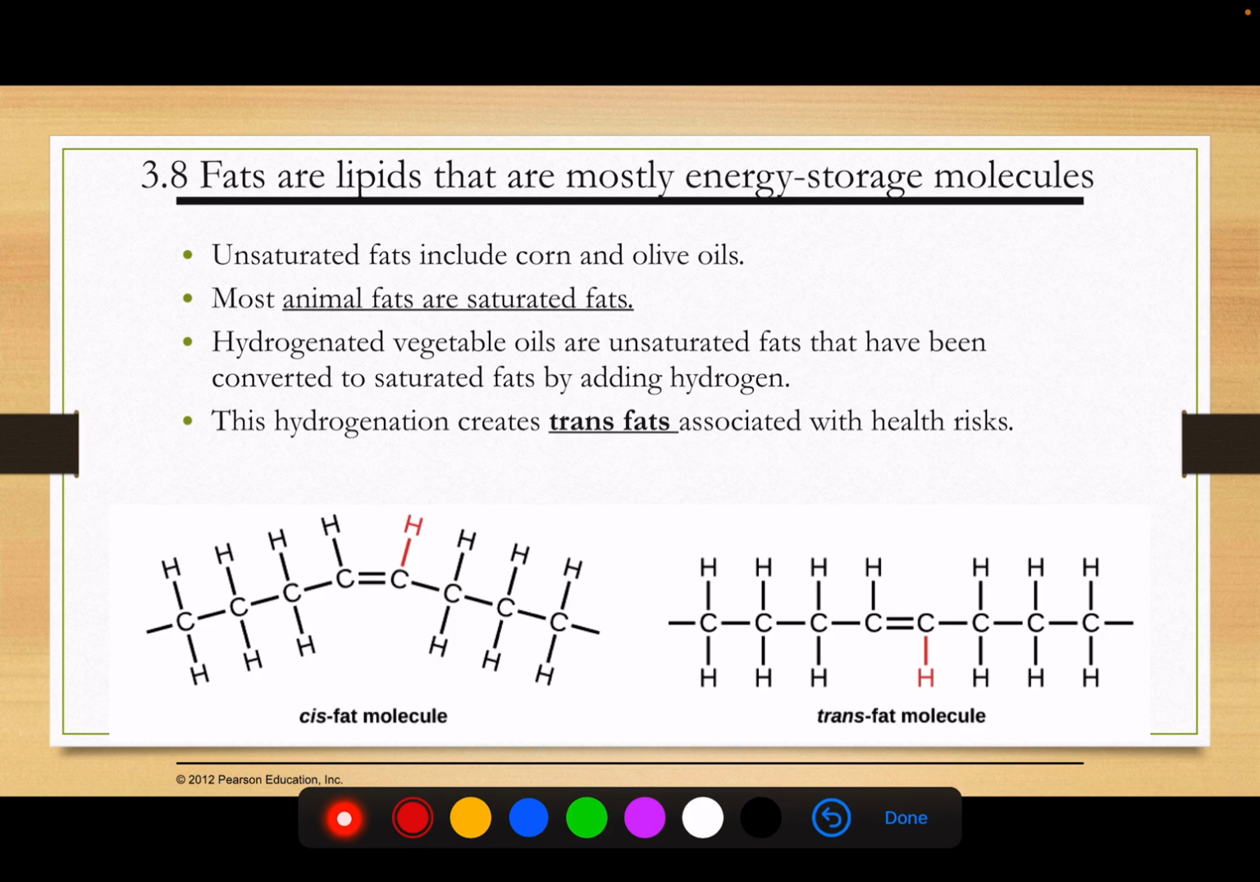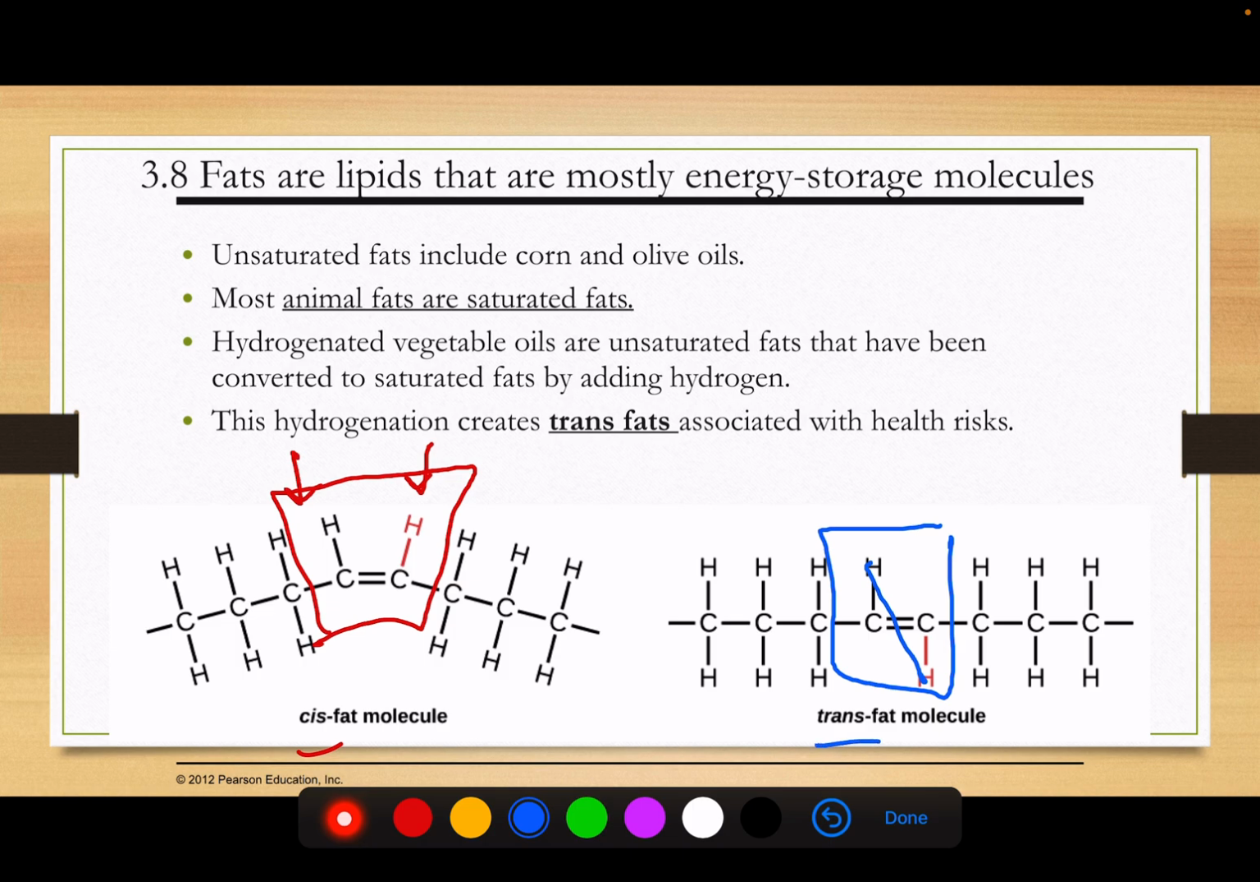So like I said, unsaturated fats are our corn and olive oils. Most animal fats are saturated. We do have this term called hydrogenated vegetable oils, which are unsaturated fats that have been converted to saturated fats by adding hydrogen. You guys have heard of this term called trans fats. Notice here we have our carbon-carbon double bond and our hydrogens are on the same side, and that's referred to as cis. Versus here we have our carbon-carbon double bond and our hydrogens are on opposite sides, and that's where we get the term trans.